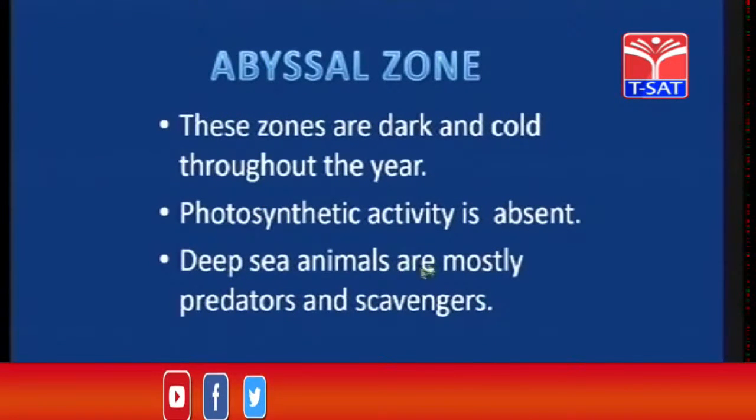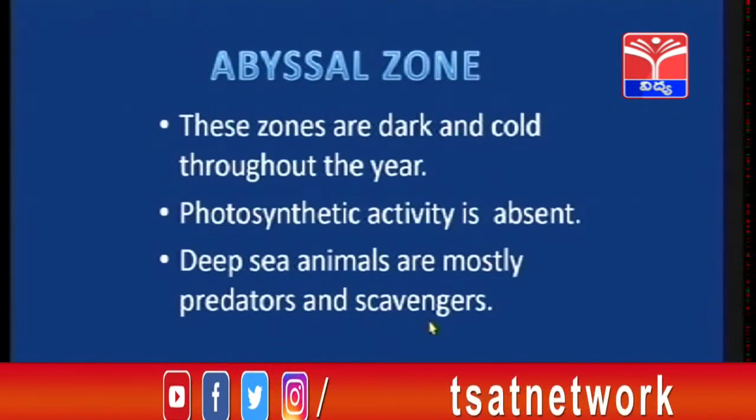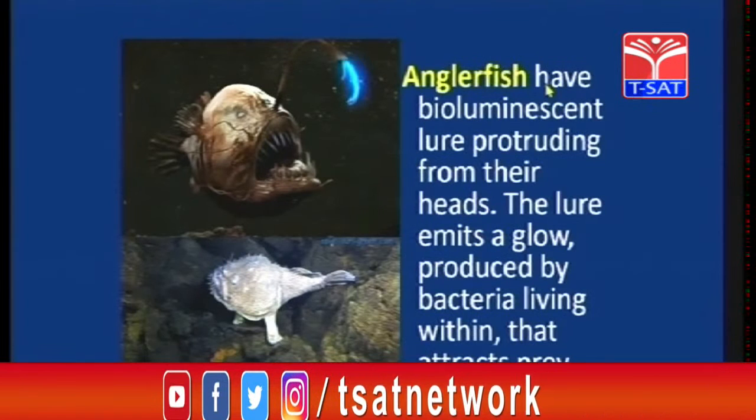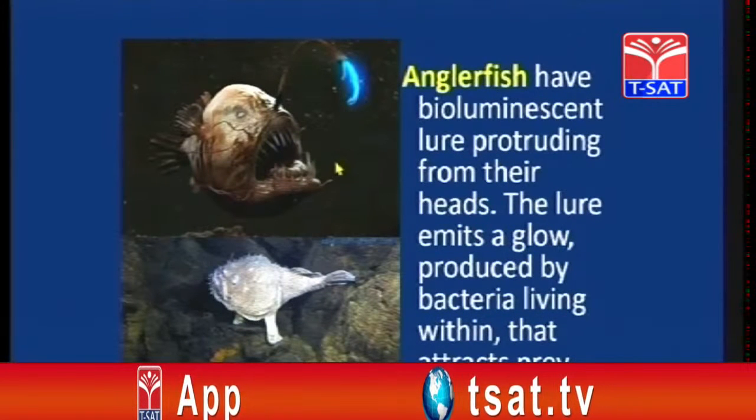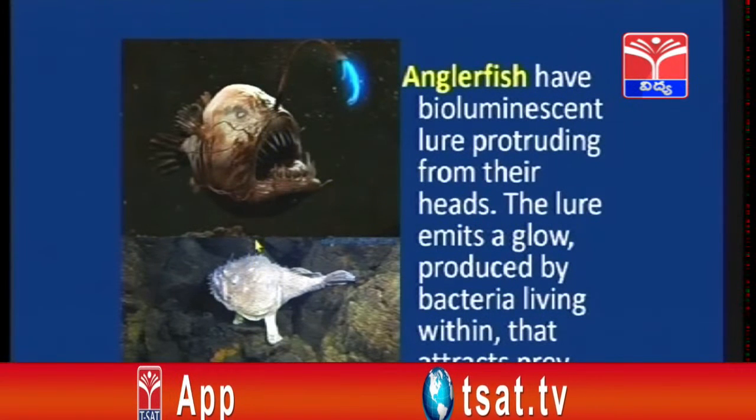Deep sea animals are mostly predators and scavengers. You can see children, angler fish have a bioluminescent lure. You can see here protruding from their heads. So their lure emits a glow produced by bacteria living within.